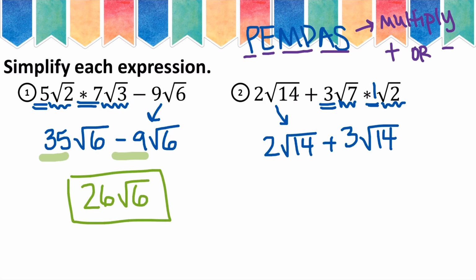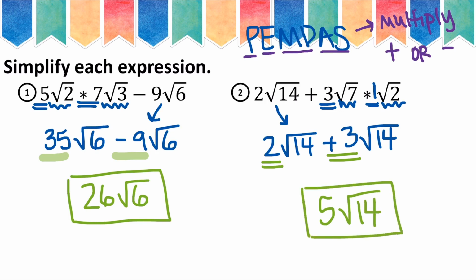And now that these square roots are the same, they can be added together. So I will take 2 plus 3, which makes 5, and the square root of 14 comes down. And my final answer is 5 square root 14.